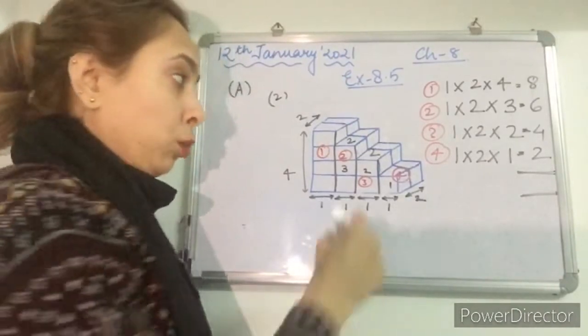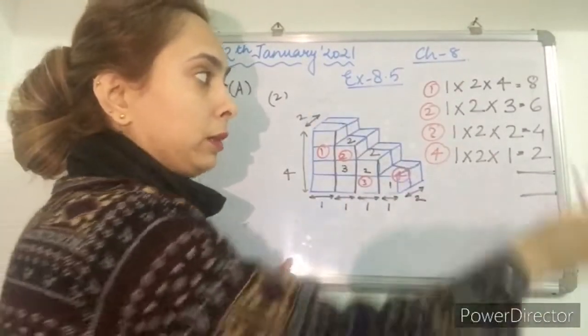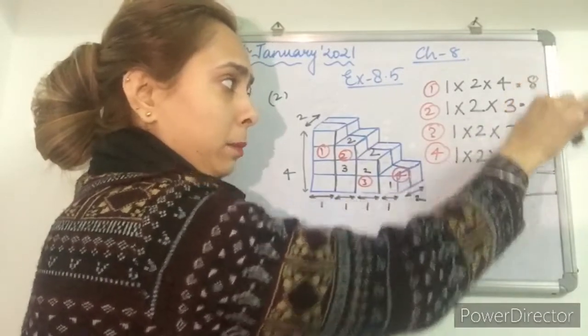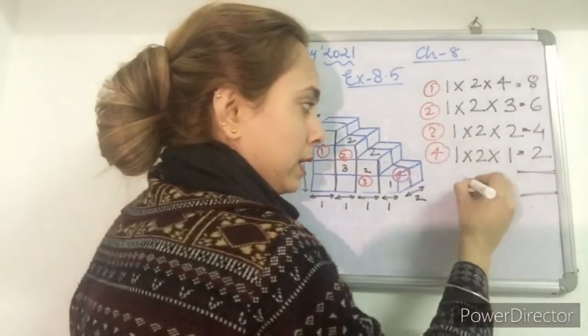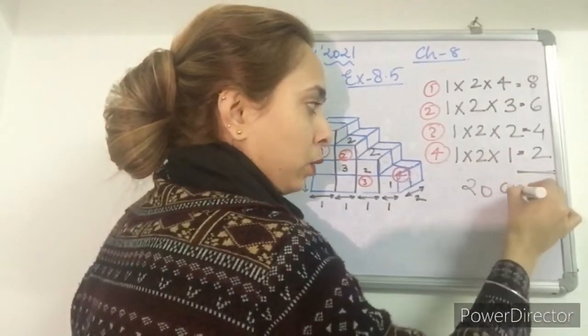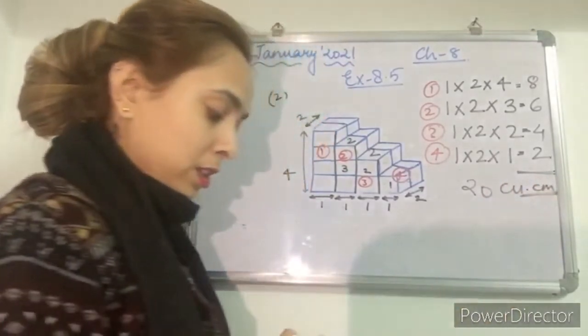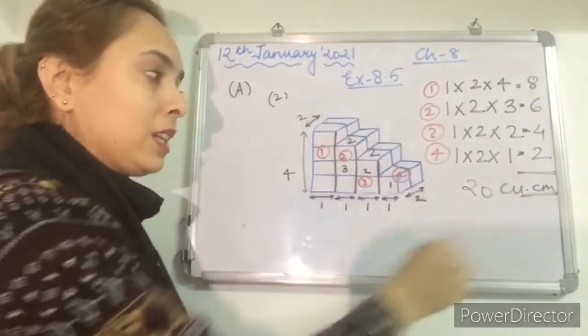Volume, you will get the volume of the entire cuboid. 8 plus 4 is 10, 8 plus 2 is 20. So our answer is 20 cubic centimeters. This is the volume of the complete cuboid.